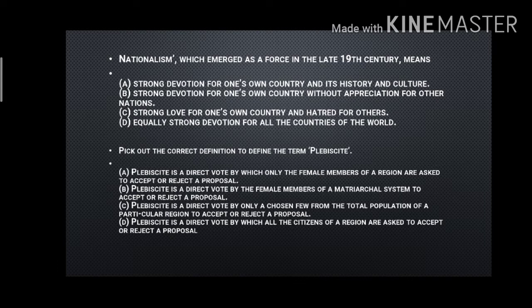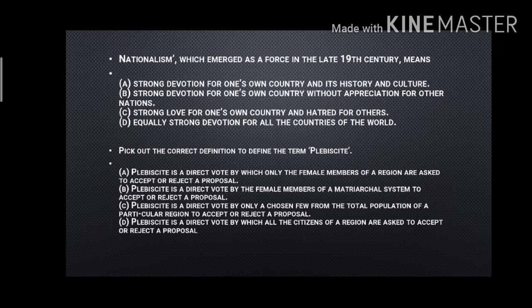In that, first you see: nationalism, which emerged as a force in the late 19th century, means. So what does it mean? 4 options are given: strong devotion for one's own country and its history and culture; strong devotion for one's own country without appreciation for other nations; strong love for one's own country and hatred for others; or the last option, equally strong devotion for all the countries of the world. Out of these 4 options, option A is the correct option, that is strong devotion for one's own country and its history and culture.